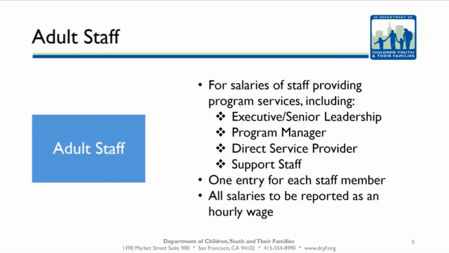The first category is adult staff. Now, these are the salaries for the adults who are going to provide direct program services. And we have 4 tiers of staff that we consider under this category. That's executive and senior leadership, program manager, direct service provider, and support staff. So all the staff who are providing those direct program services should fold into one of those 4 general areas.